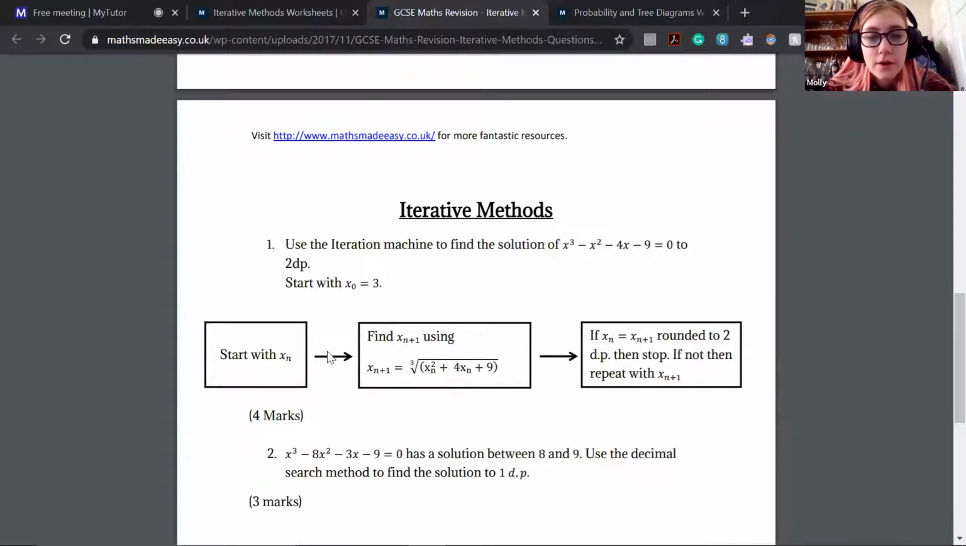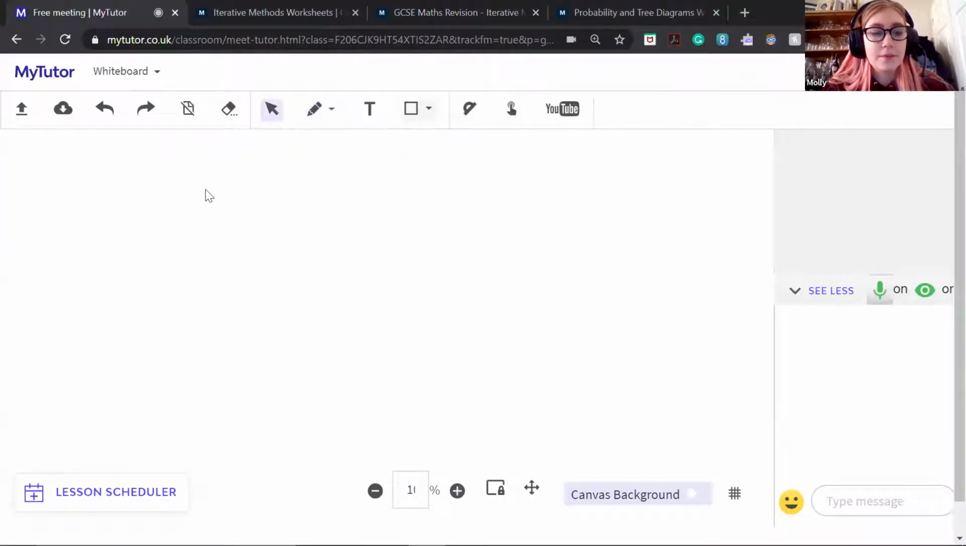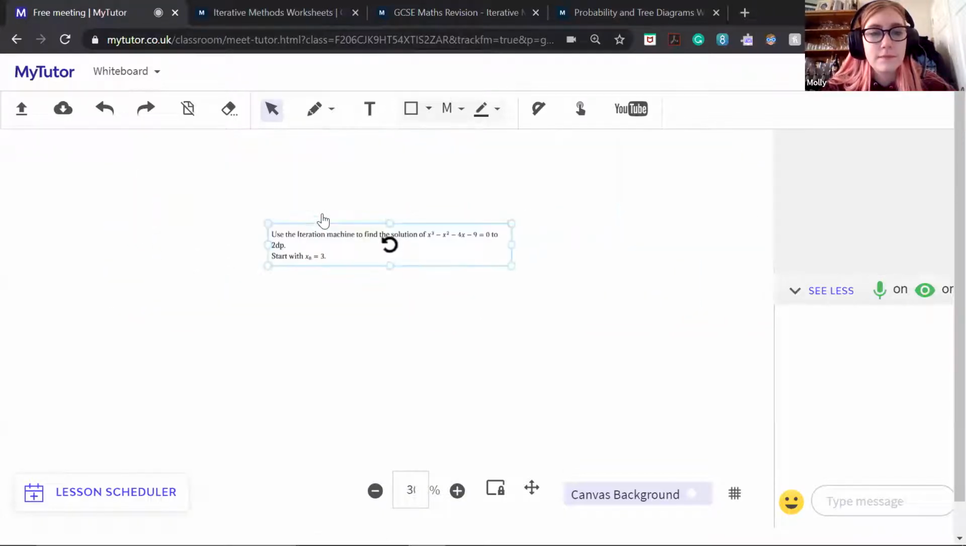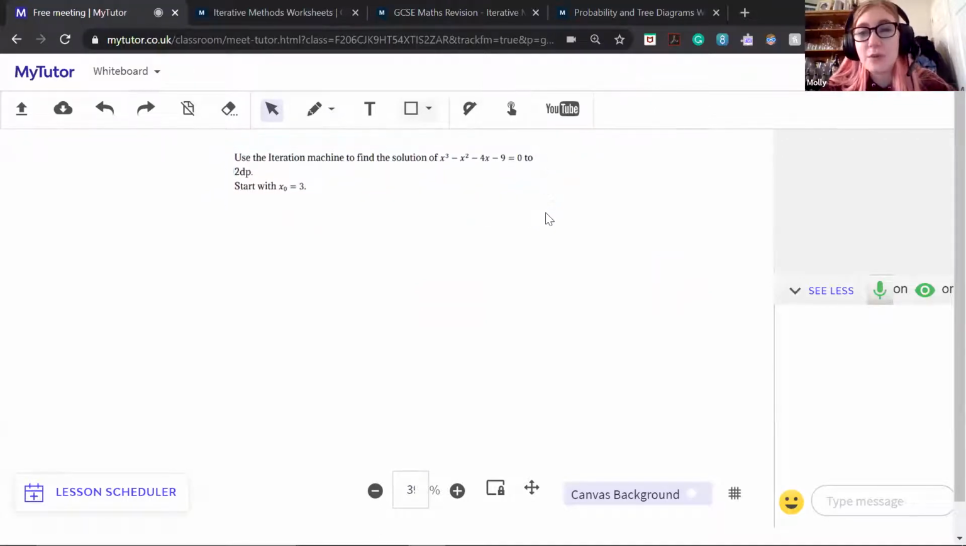I'm not even going to give you that flow chart. We don't need to look at that. So here, we'll have a look at this. It says use the iteration machine. We'll just imagine that this says use iteration to find the solution of x cubed minus x squared minus 4x minus 9 equals 0. And that should actually say a solution, because a cubic is going to have up to 3 solutions. So this question's a bit odd, but here it actually tells us what to start with.